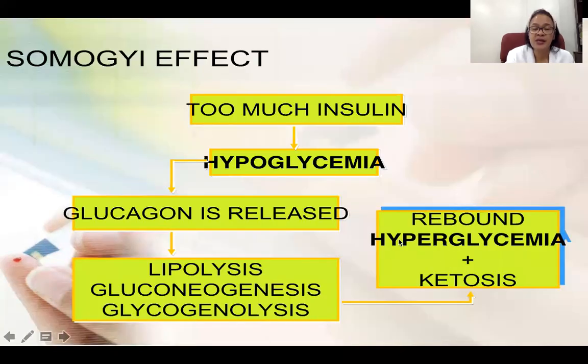So there is also one terminology, you call it Somogyi effect, wherein when you have too much insulin, there would be a resulting hypoglycemia. Because of that, glucagon will be released. So when there is a high level of glucagon, it would inhibit the fatty acid synthesis and promote the lipolysis or lipid oxidation, and promote gluconeogenesis or glycogenolysis. Because of the activity of your glucagon, there would be what you call rebound hyperglycemia, or even presence of ketosis. So that is what you call Somogyi.